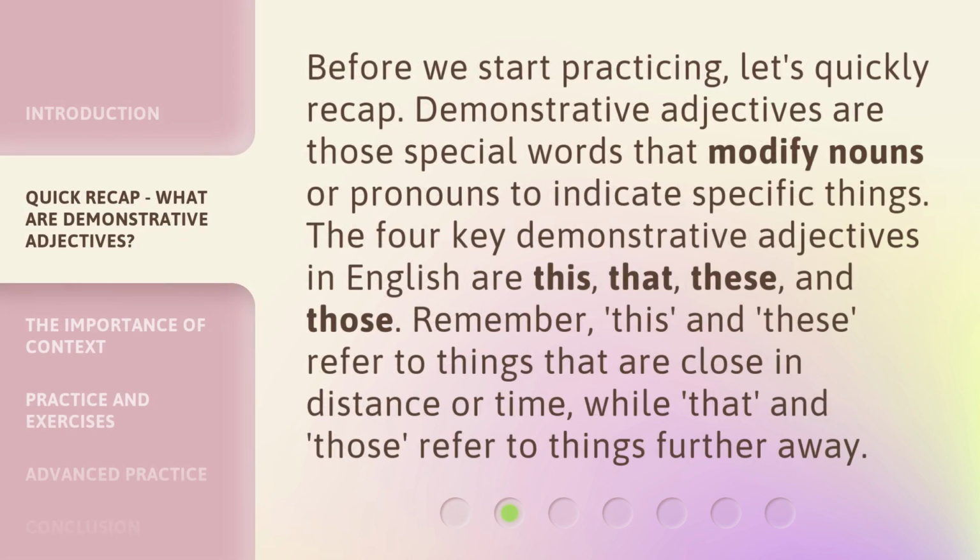Before we start practicing, let's quickly recap. Demonstrative adjectives are those special words that modify nouns or pronouns to indicate specific things. The four key demonstrative adjectives in English are this, that, these, and those. Remember, this and these refer to things that are close in distance or time, while that and those refer to things further away.